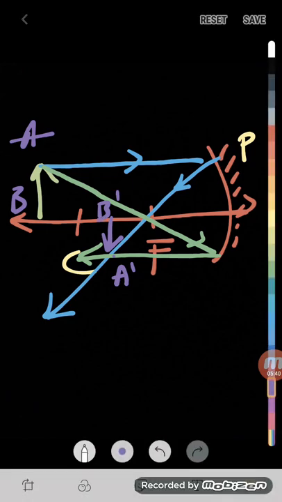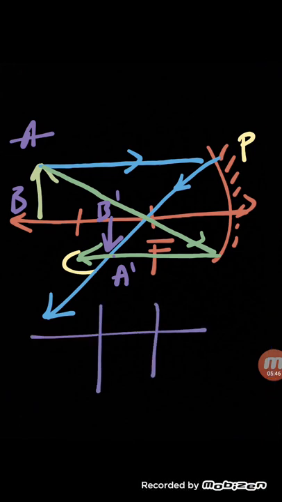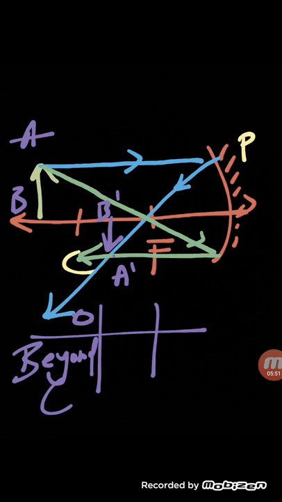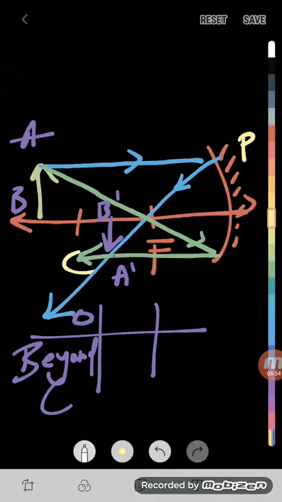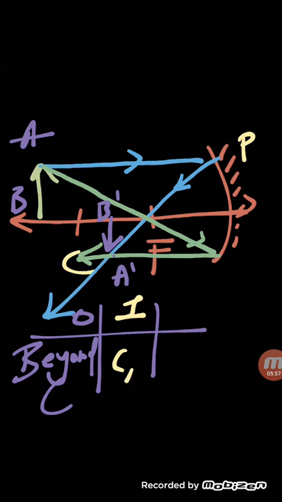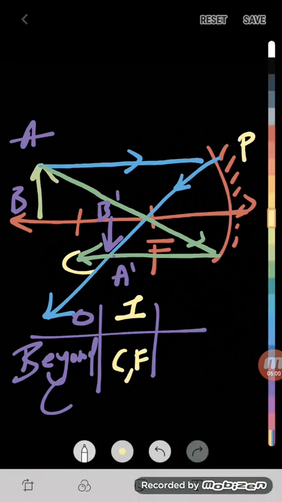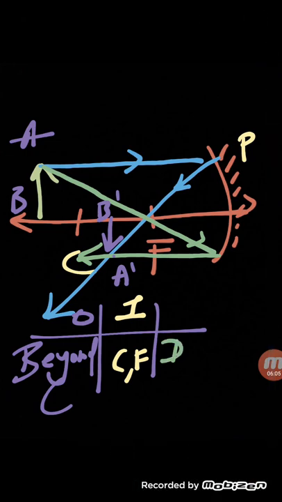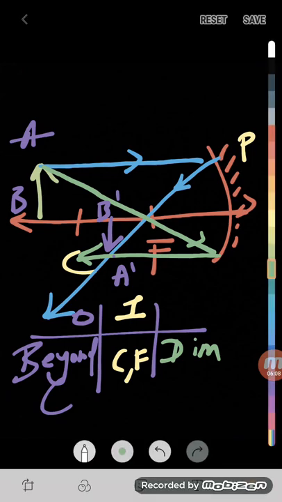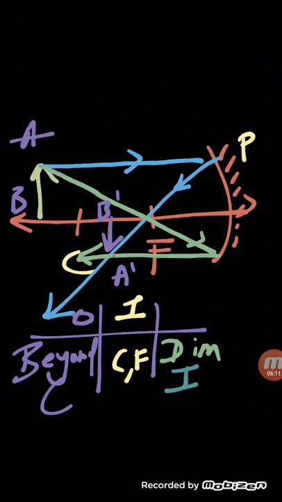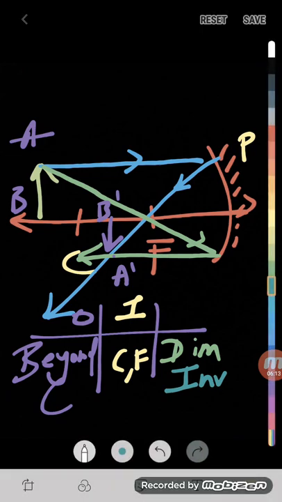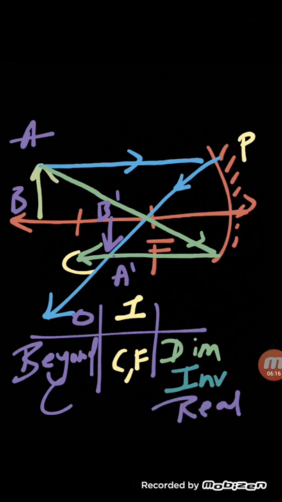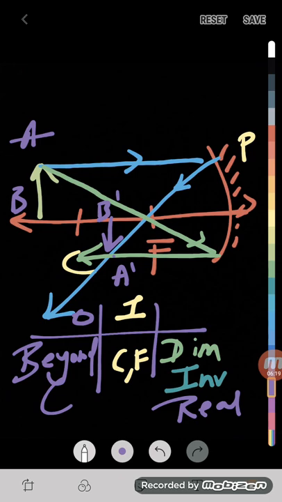So what do we understand from this? We understood that if the object is beyond the center of curvature, the image is between the center of curvature and focus. And what is the nature of the image? This image is small, so it is diminished. Is it inverted? Yes, it is inverted. Inverted images are real. So this is the nature of the image, right?